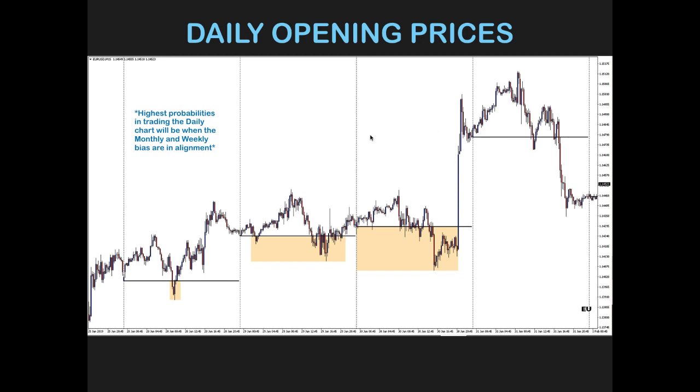So when we drop down to an H4, if we drop down to an H1 and then 15 and then 5, it's the same thing that we want to see happen over and over and over again. But this is going to be able to give you the direction and the bias that you're looking for.